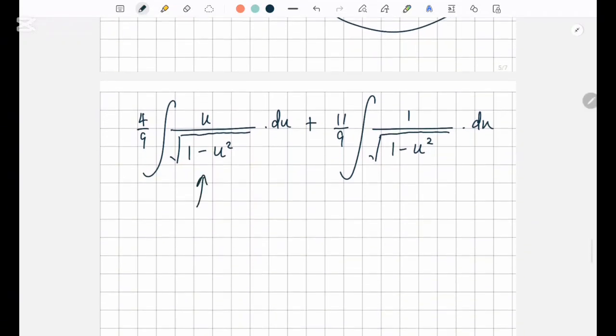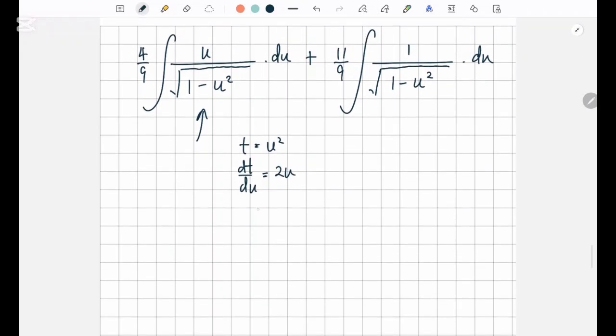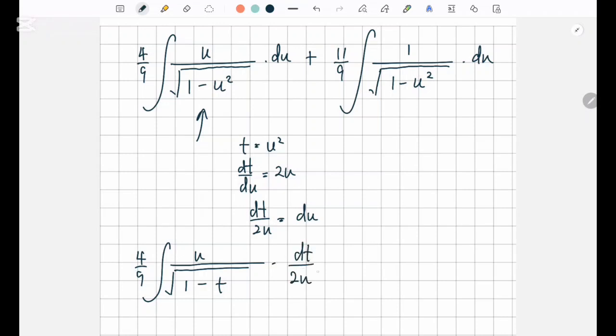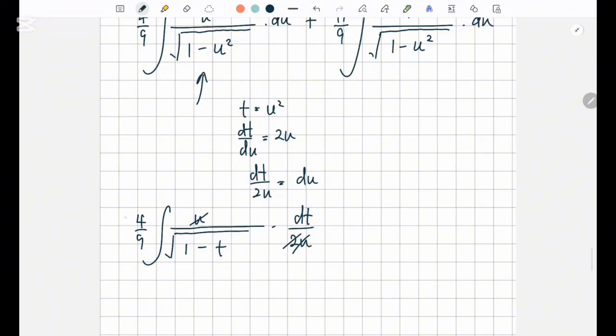If you focus on this, let's take a substitution of t equals u squared. So then dt over du equals 2u, right? So then dt over 2u equals du. So you go back into your integral, 4 over 9 into u over root 1 minus, instead of u squared I'm going to write t, and instead of du I'm going to write dt over 2u. The u's cancel off, and you can see 4 cancels off with 2, so it's 2 over 9.